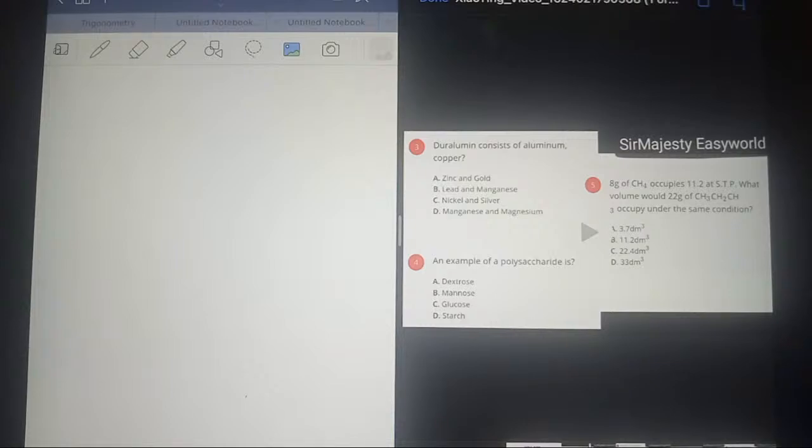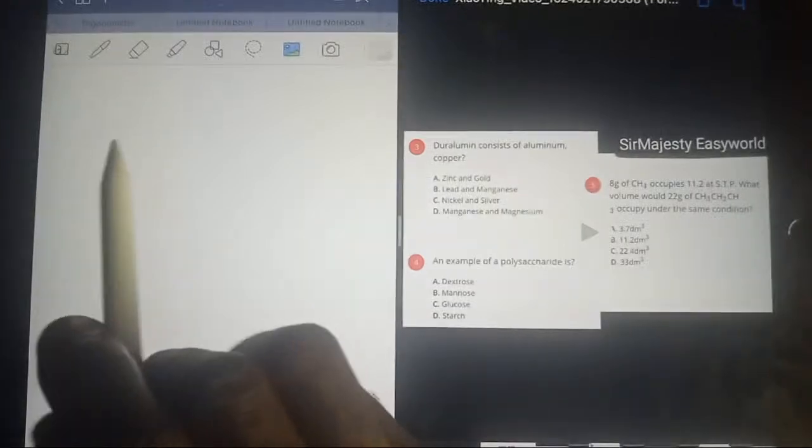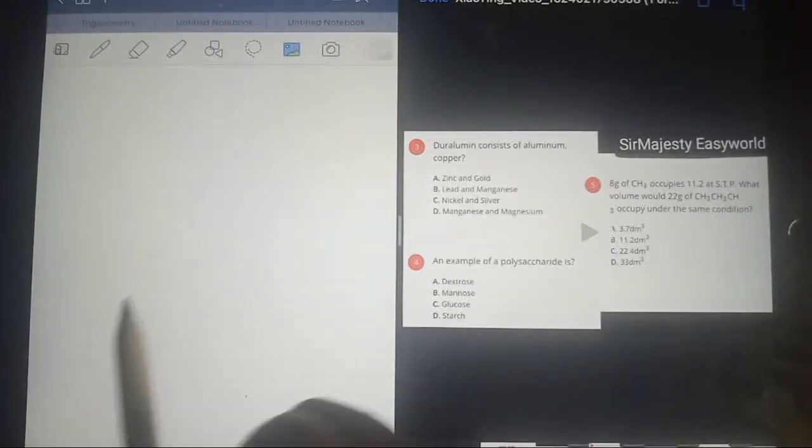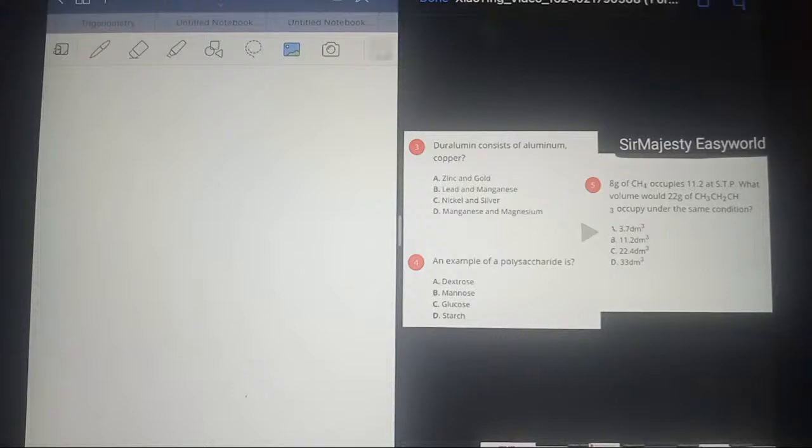So you can see question 3 says duralumin. I've answered what it is. Question 4 says an example of polysaccharide. I've explained that. Okay, question 5, which involves calculation. That question number 5, I'll be using this half for solving today. That number 5 says 8 grams of methane occupies 11.2.